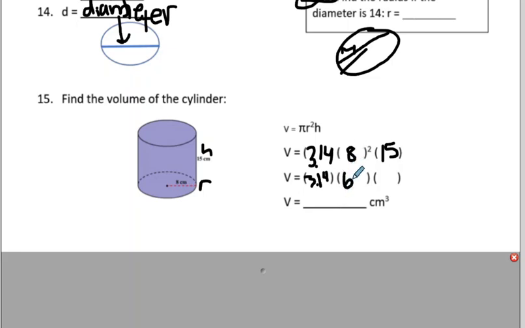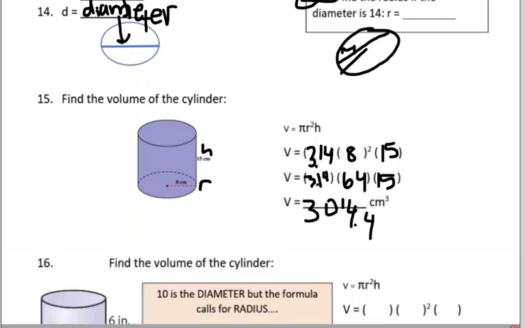So we should get 64. And then we'll bring down our 15. Okay, go ahead and multiply those all out and see what you get. You should get 3,014.4. Okay.